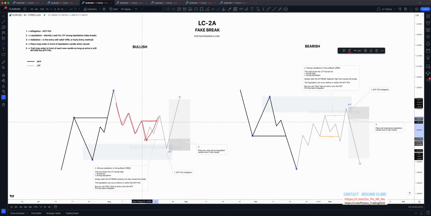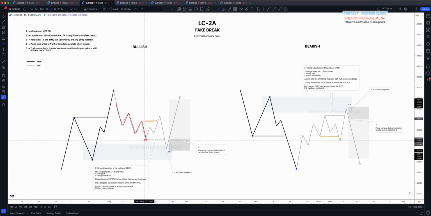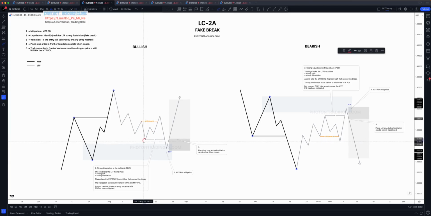It takes out the fractal high. Once that happens, we then find the lowest low. We always want the extreme. We want the most extreme bit of liquidity. So we'd mark it out and draw our liquidation line on. Now we do nothing until that line is liquidated.